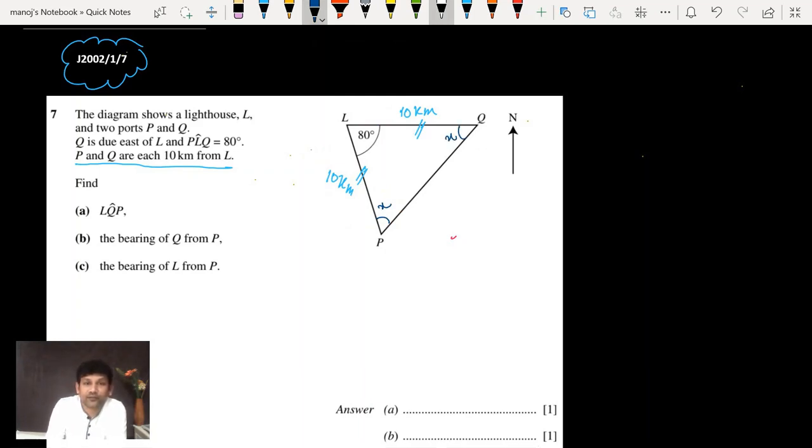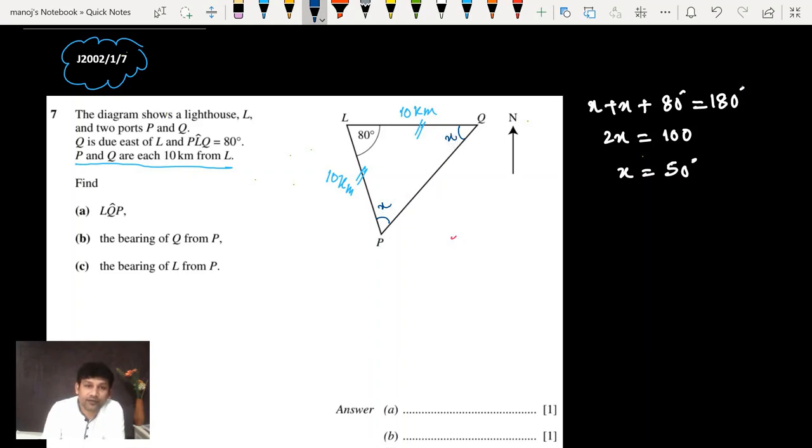Okay, I'm finding x first. x plus x plus 80 degrees equals 180. 2x equals 180 minus 80, which is 100 degrees, and x equals 50. So this angle is 50 and this angle is 50. You know this angle is 50 now. Okay, now angle LQP is 50 degrees. We have done it.